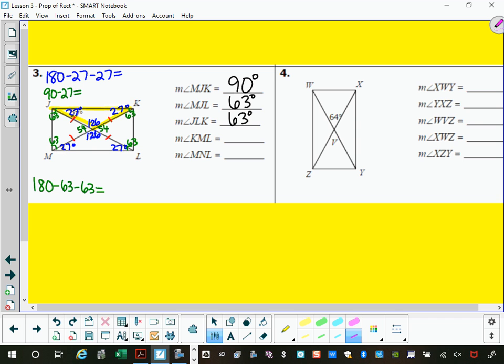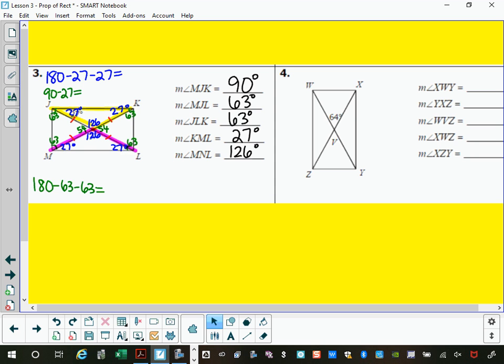All right, and we have K and L. So from K down to N and over to L, what's that inside angle? 27. And then from N to L. So N was in the middle. M and L. What's that interior angle? That is 126. Does that make sense how we just did that?